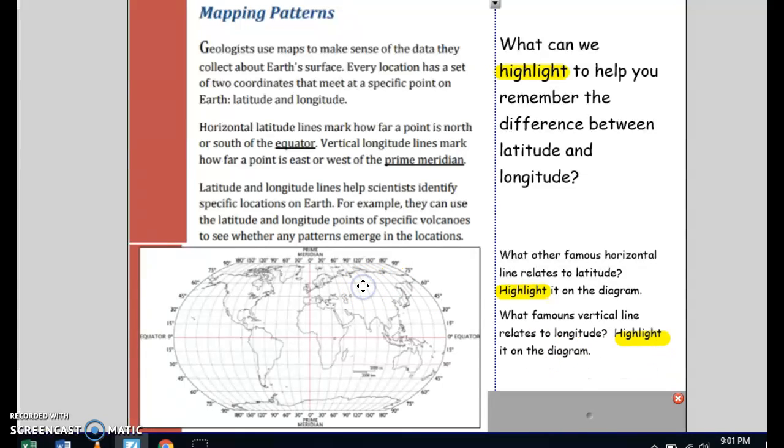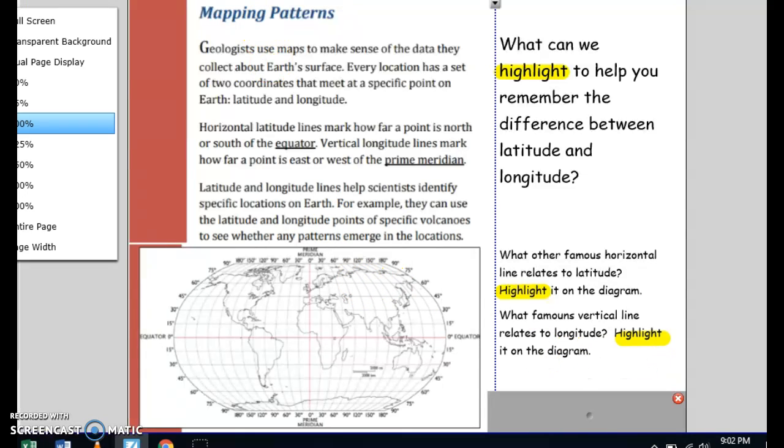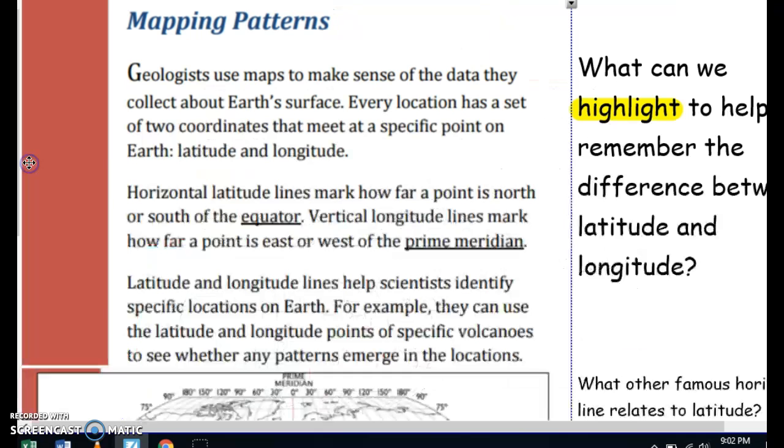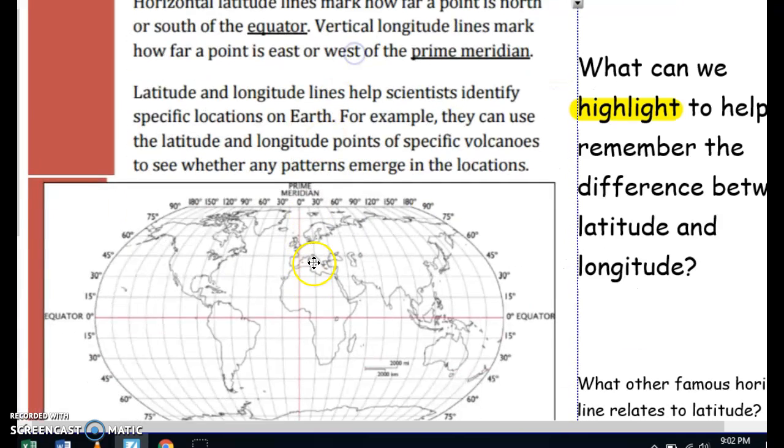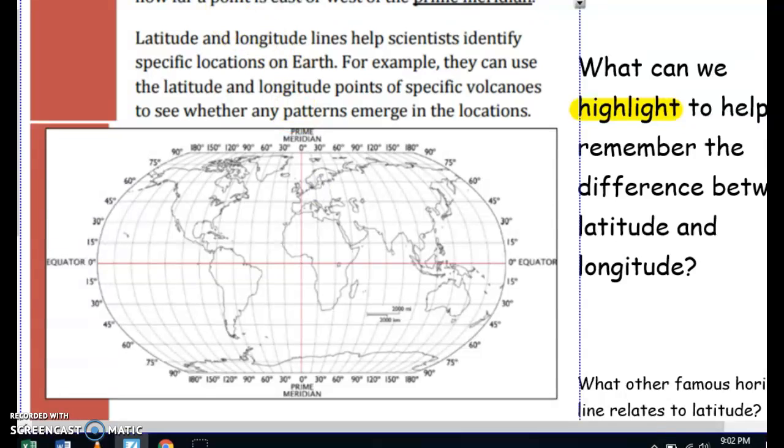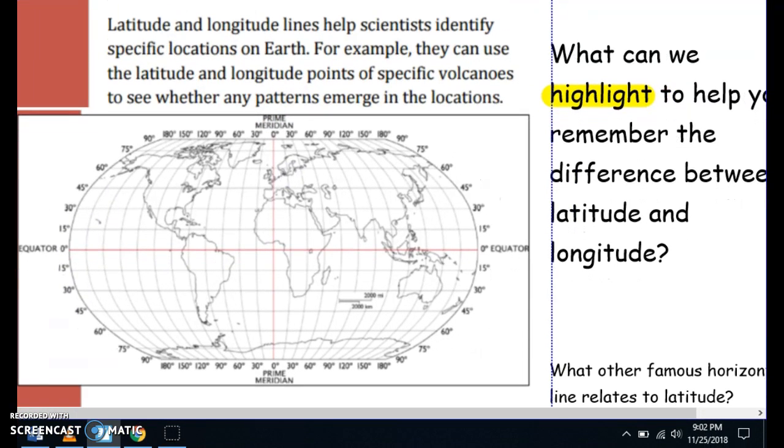So on this diagram, it's kind of hard to see. Let me see if I can zoom in for you a bit. So you can see the prime meridian. Let's see if I can get a highlighter for you. So here's the prime meridian, right? 0 degrees longitude. And here's, of course, our friend the equator. I'm hoping this highlighter straightens itself out. Perfect. Okay, this is actually kind of thick.